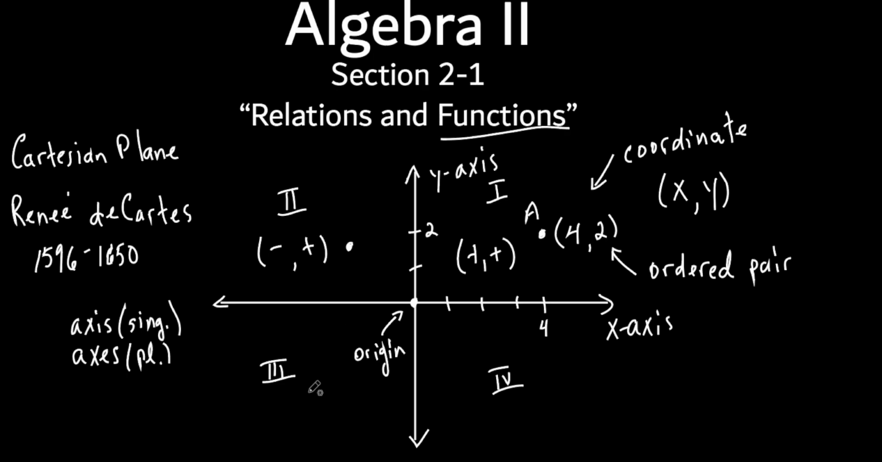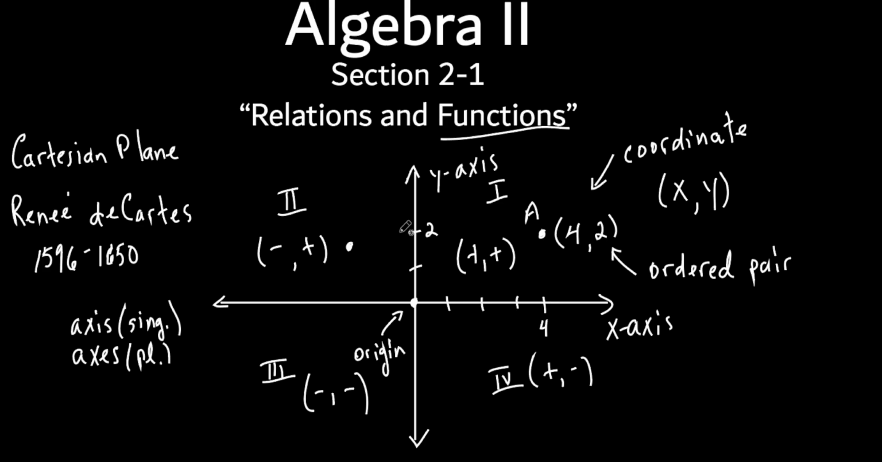What about the third quadrant? Negative, negative. Good. Whoops, what did I put an X for? Negative, negative. So I go left and I go down to get to any point in the third quadrant. What about the fourth quadrant? Positive, negative. Because I have to go to the right, I have to go down to get to any point in the fourth quadrant. That's pretty important.